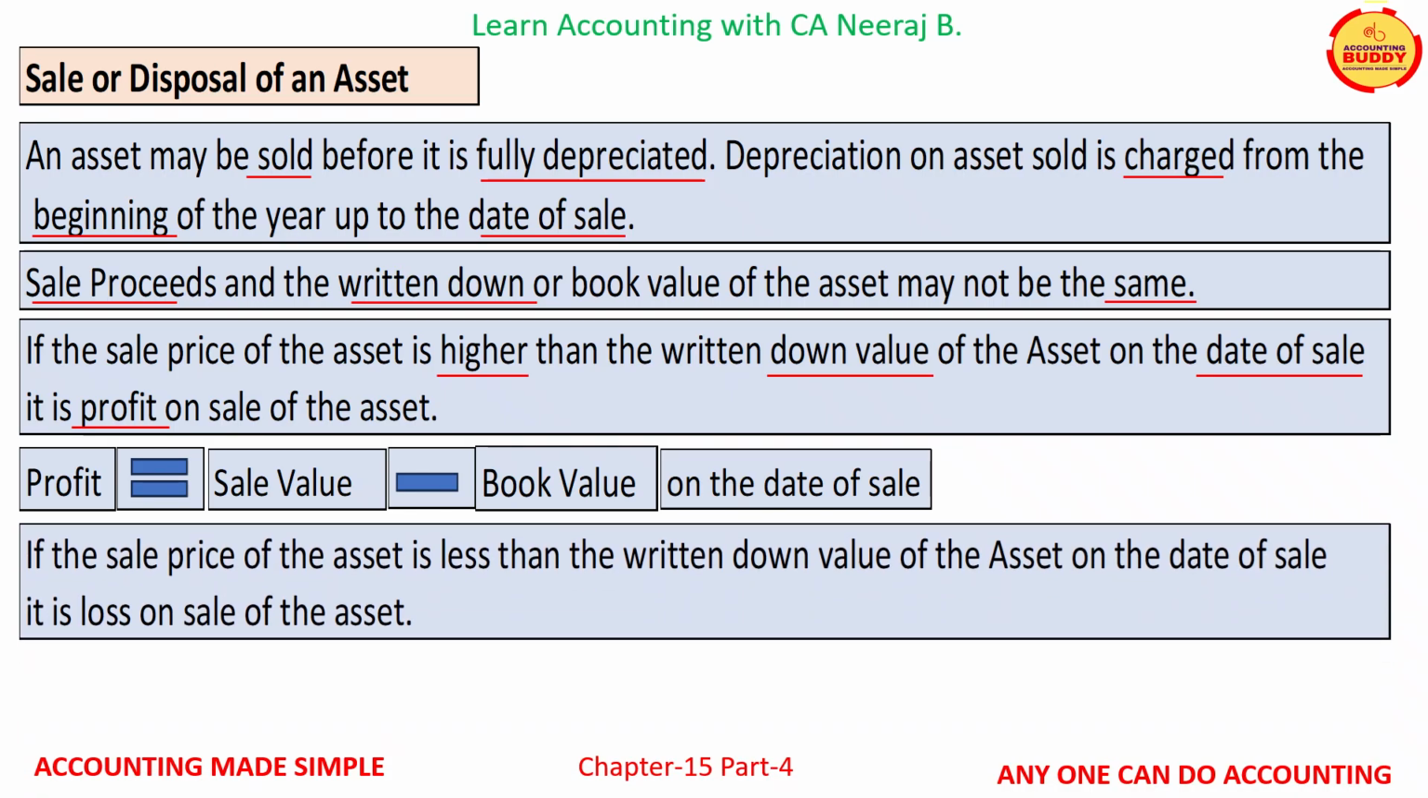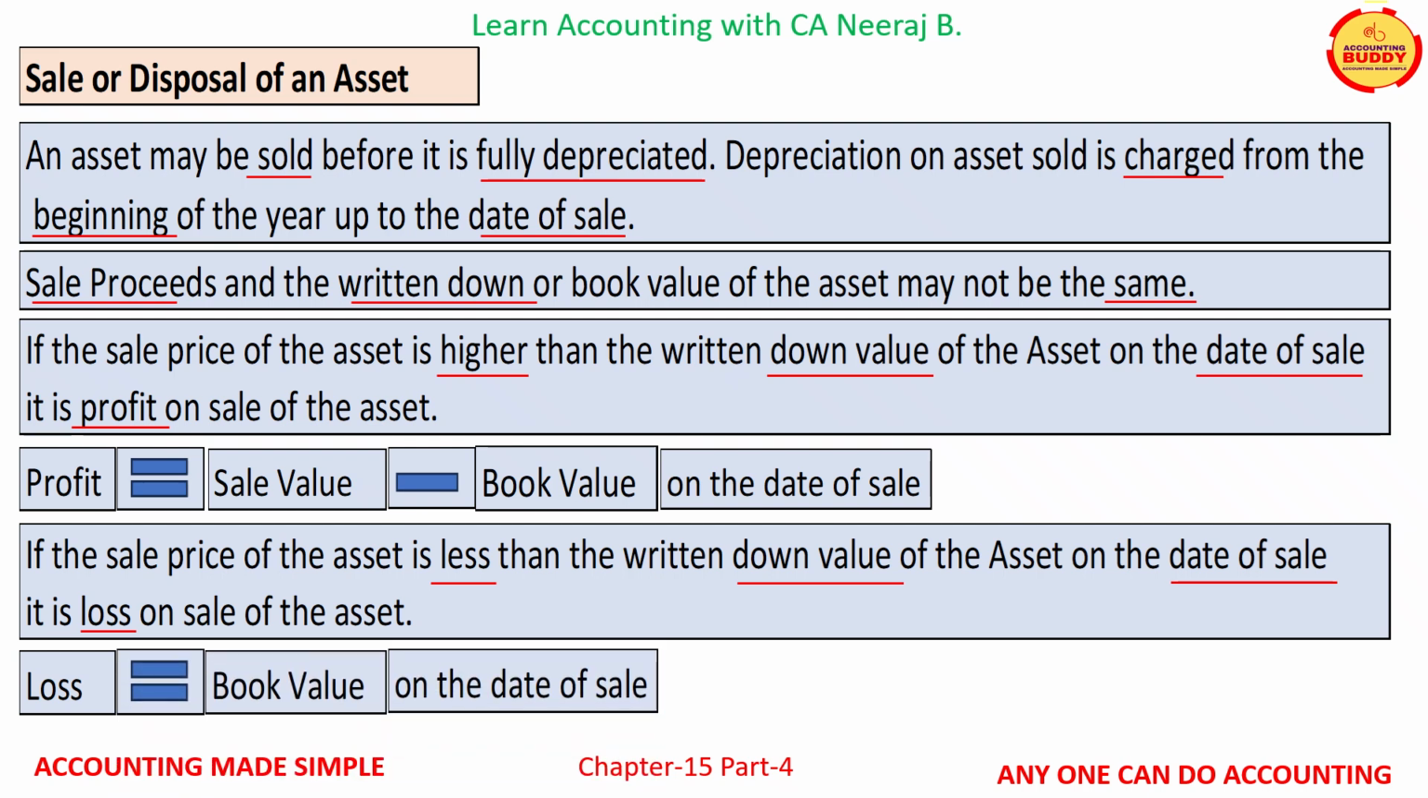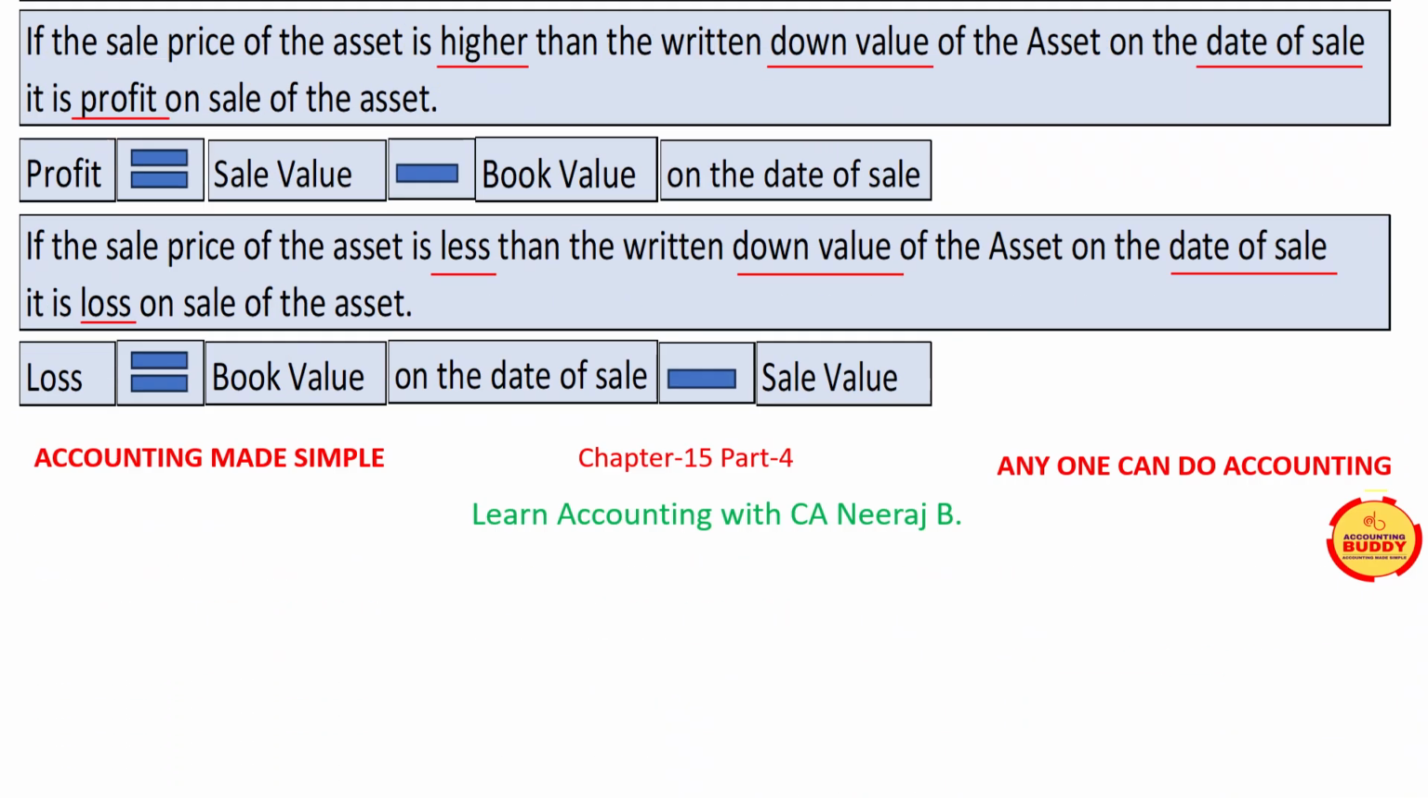Now, if the sales price of the asset is less than the written down value of the fixed asset on the date of sale, it is a loss on sale of asset. Therefore, loss on sale of asset is equal to the book value of the asset on the date of sale minus the total sales value of the fixed asset.